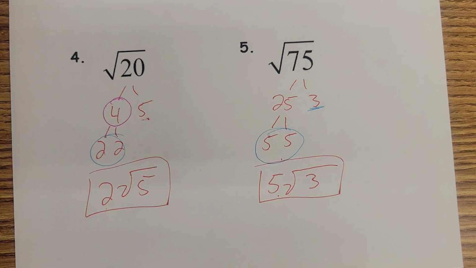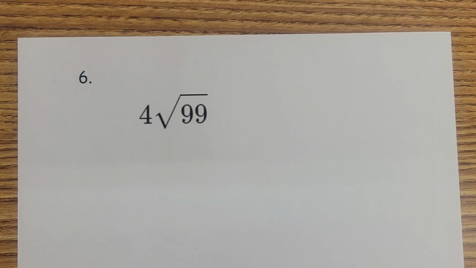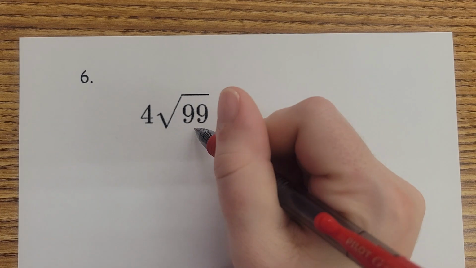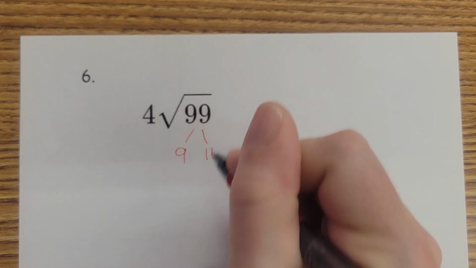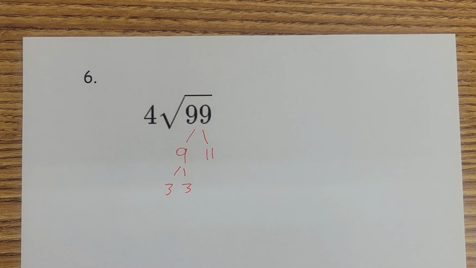All right, I have a couple more. Notice the main difference with this one. There's already a number out there, which is totally fine. That 4 is gonna hang out there. I'm gonna do the same thing as usual with my 99. Oh, 99, well, I know that that's a 9 and an 11. And then I know that 9 is 3 and 3.